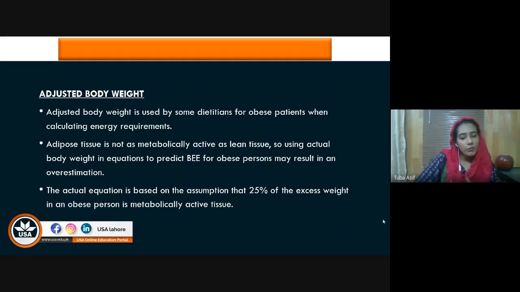Now, the adjusted body weight is used by some practitioners, by some dietitians, for obese patients when calculating their total energy requirements. Adipose tissue is not as metabolically active as lean tissue. So, using actual body weight in equations to predict basal energy expenditure for obese persons may result in an overestimation. The equation is based on the assumption that 25% of the excess weight in an obese person is metabolically active tissue.